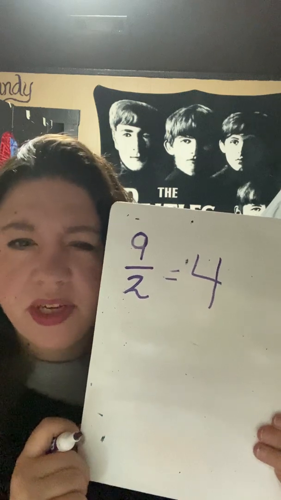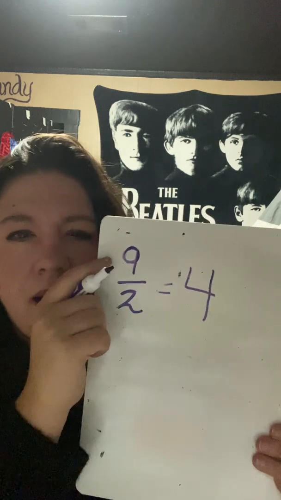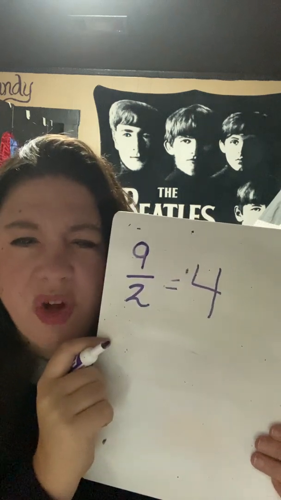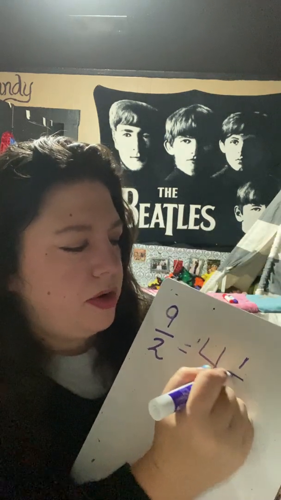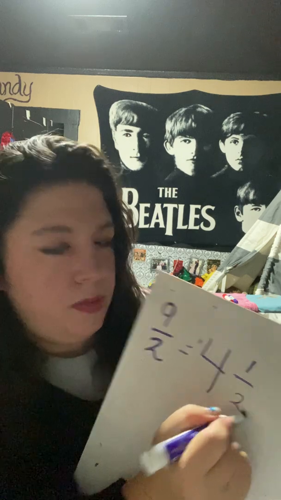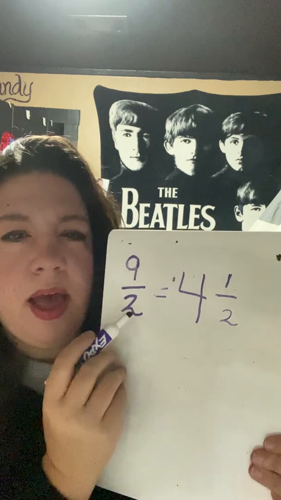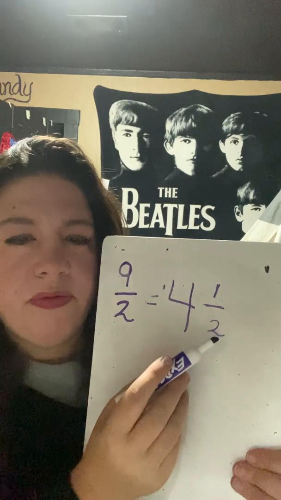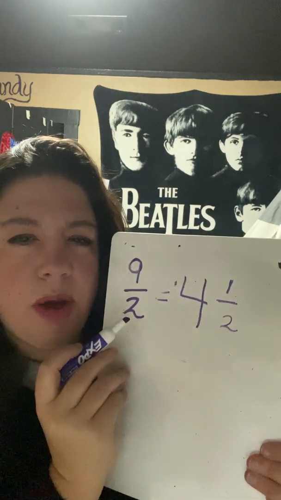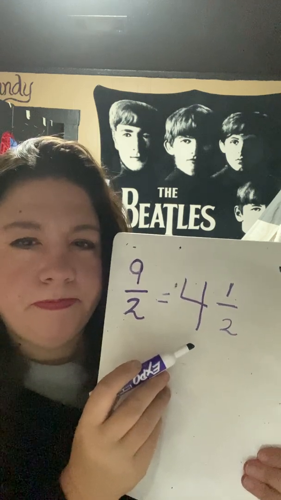But there's leftover, isn't there? Because 2 times 4 is 8, not 9. And so how many is left over? 9 minus 8 is 1. So your remainder is 1. And you put that same 2 that's on the bottom right there. So 9 halves is equal to 4 and 1 half. That's how you turn an improper fraction into a mixed number. Let's just try it again.